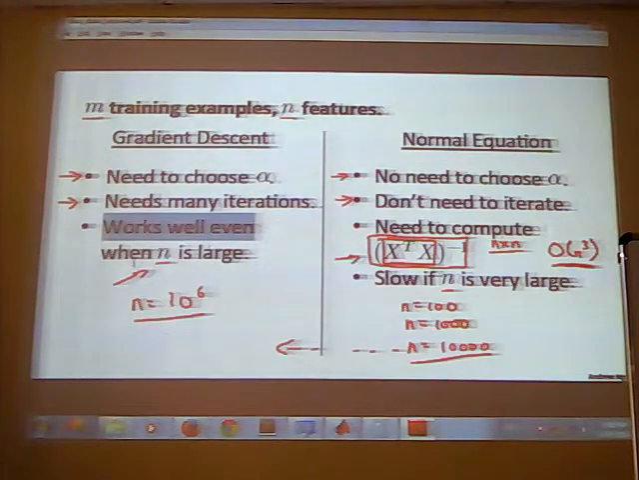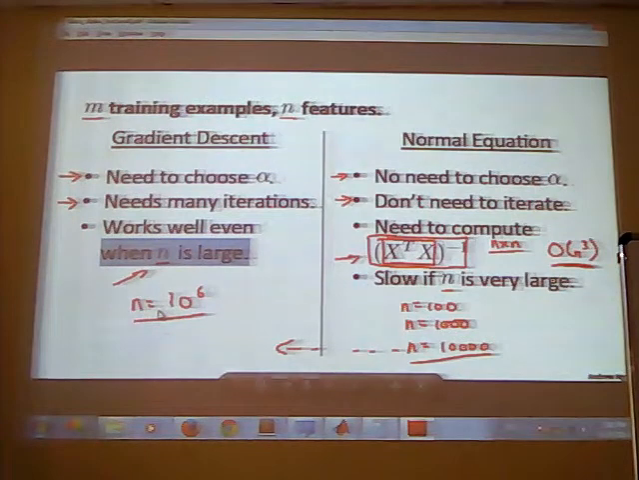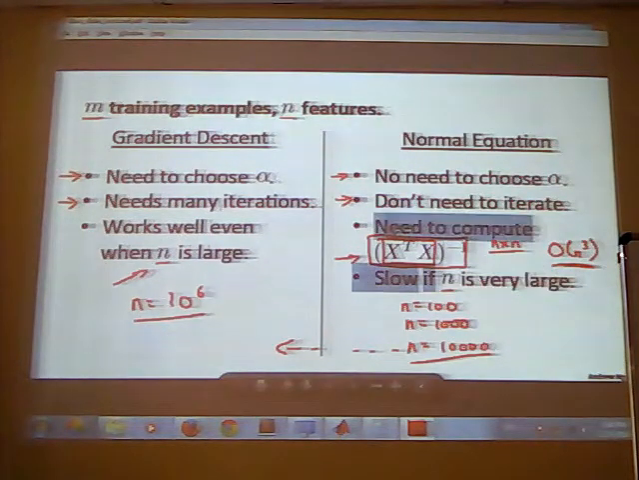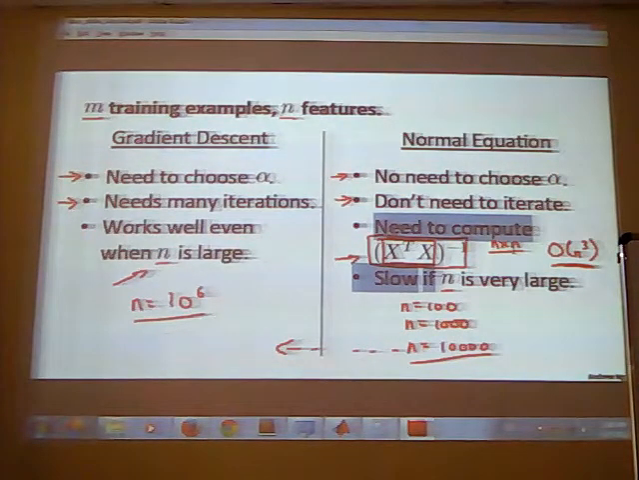Gradient descent works well even when n is large. If n, the number of features, is 10 to the power 6, gradient descent will work well even if the number of features is too large. But in normal equation, if we have n equal to 10 to the power 6, then we need to calculate these. We will have an n cross n, that means 10 to the power 6 cross 10 to the power 6 dimensional matrix, and to multiply it, you all know how much time it is going to take. So for a large value of n, gradient descent is preferred.